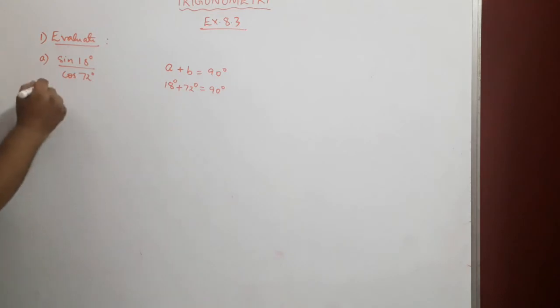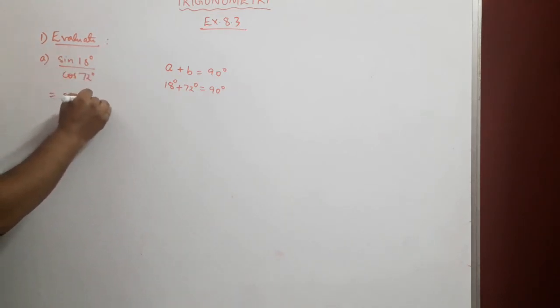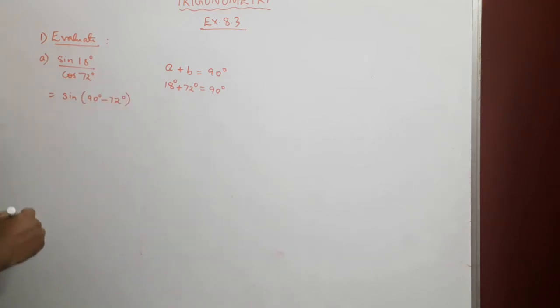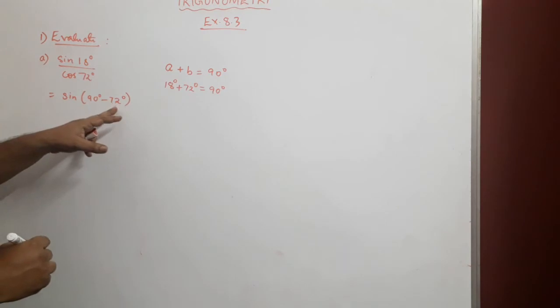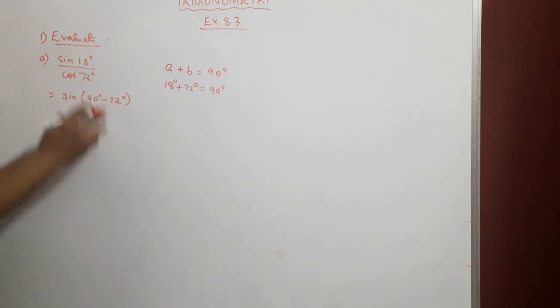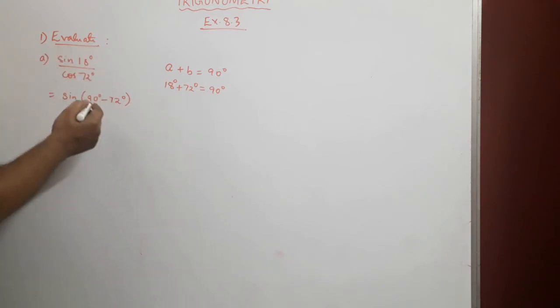How we can do that? See, sine 18 degrees can also be written as sine of 90 degrees minus 72 degrees, because 90 degrees minus 72 degrees gives us 18 degrees. So we are not changing anything. We are just writing 18 degrees in another way, expressing it in the form of a complementary angle.